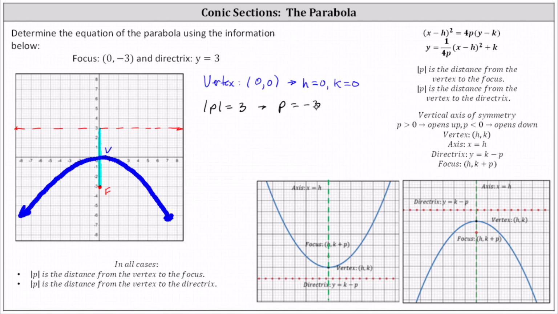And because the parabola opens down, we know the equation will be in the form of the square of x minus h equals 4p times the quantity y minus k, which in our case gives us the equation the square of x minus 0 equals 4p, or 4 times -3, times the quantity y minus 0. Simplifying, we have x squared equals -12y, which is the equation for the parabola. Or if we multiply both sides by -1/12, we could write the equation as y equals -1/12 x squared.